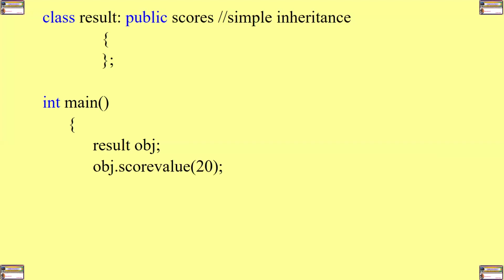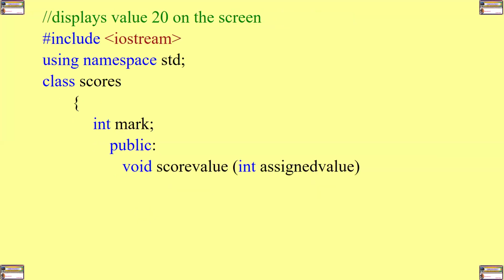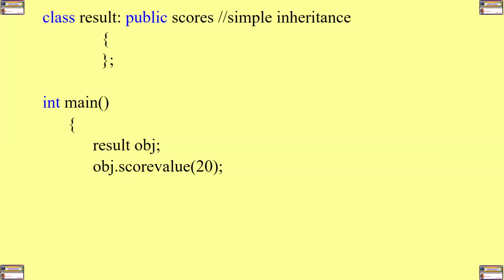When this statement is executed, that value is going to be received by the method called score value as assigned value. Therefore, that 20 is going to be assigned to the data member called mark. That's what that statement is going to do when it is invoked. Then the control will be brought back to the main function, and the next statement will be executed. The next statement is invoking the method called score display through the derived class.